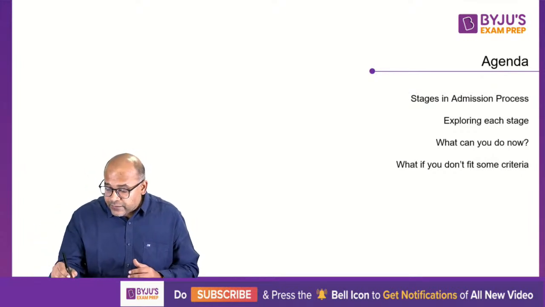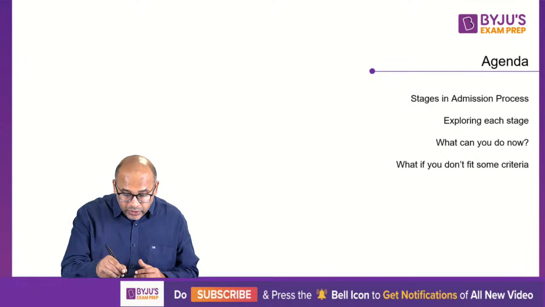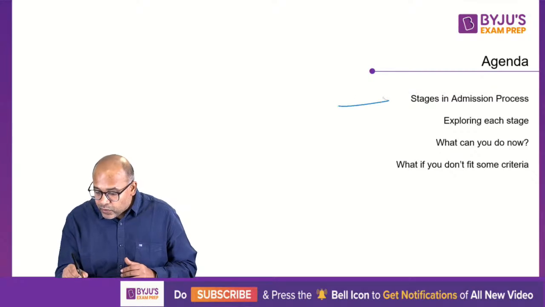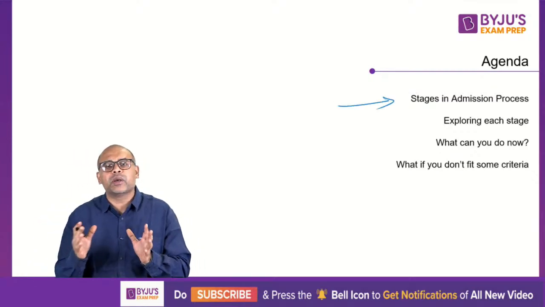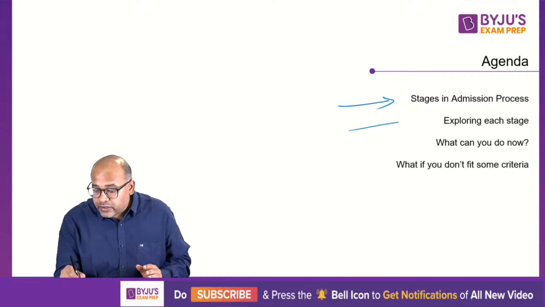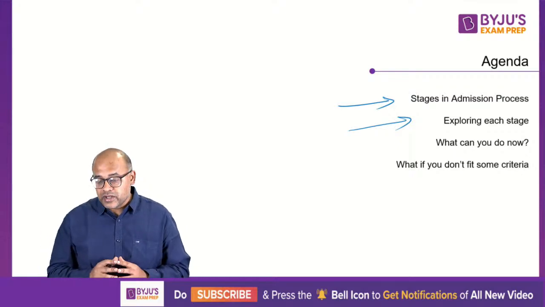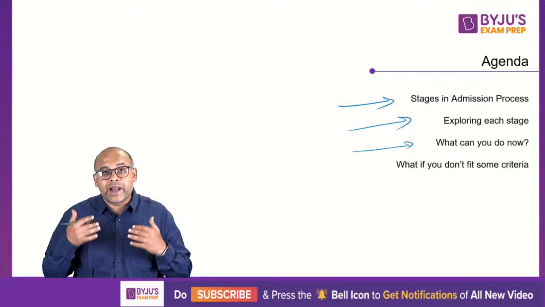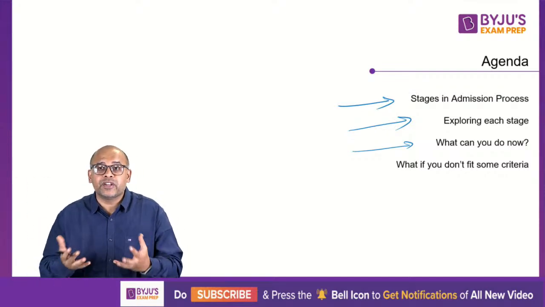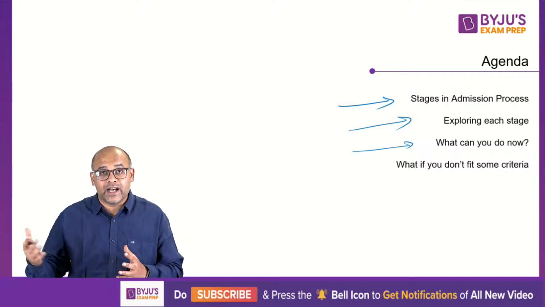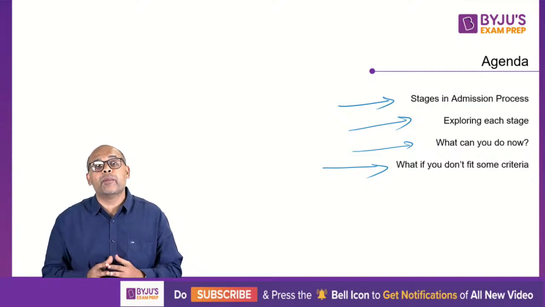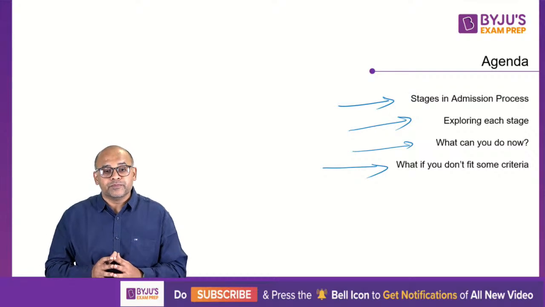So the agenda for today's session is this. What are the stages in the admission process in general? I'm not talking about any specific college. Then I'll explain each stage, what happens in each particular stage. Then I will talk about what you can do now until your exam. Apart from preparing for the exam, is there something you can do that can give you an edge over the others? And what if you don't fit any of these criteria that we just discussed? How should you go about it? These are the things we're going to talk about.